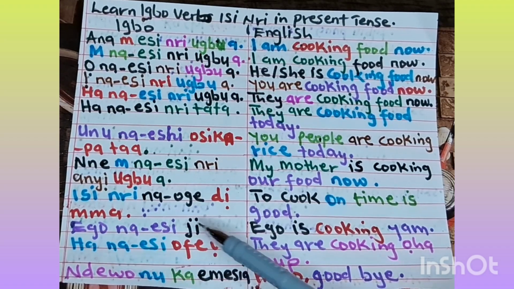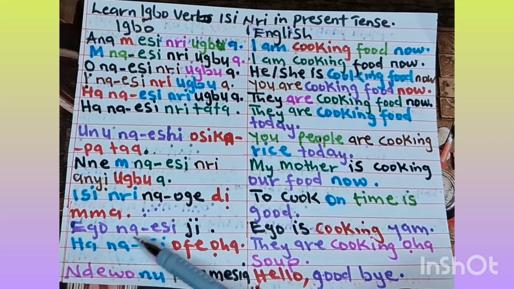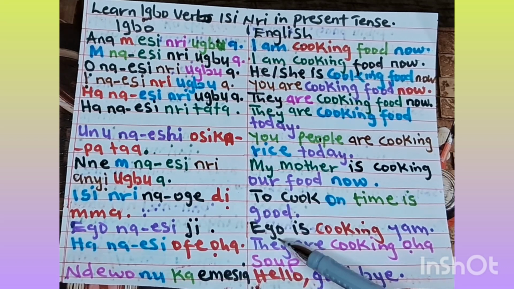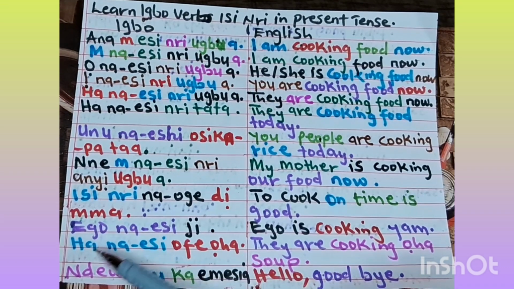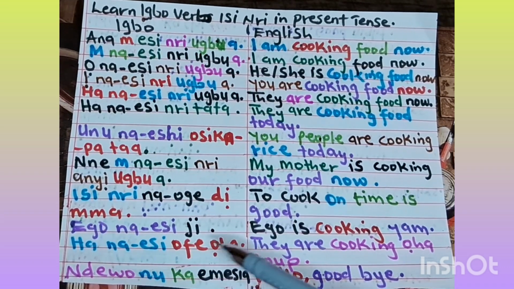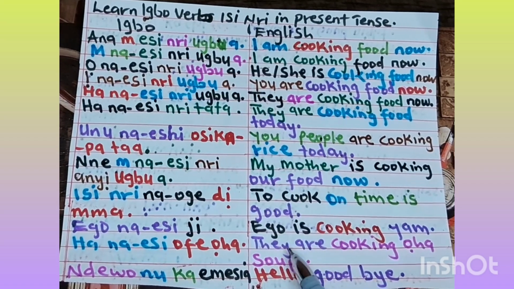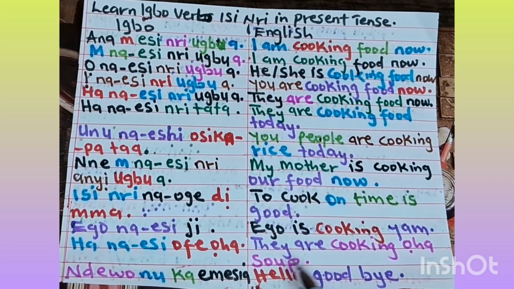Ego na esi ji. Ego is cooking yam. Ha na esi ofe ọha. Meaning, they are cooking ọha soup.